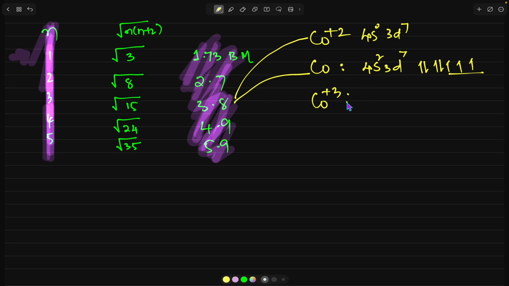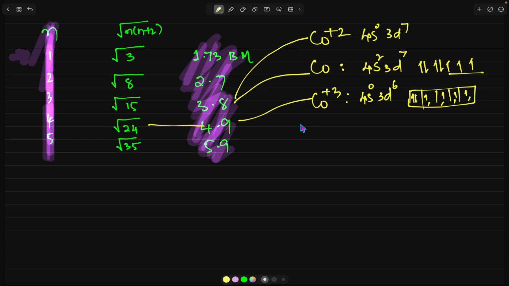But when it comes to cobalt +3, it is 4s0 3d6. So this 6 corresponds to how many unpaired electrons? I think 4 unpaired electrons: 1 2 3 4 5 6. So you got 4 unpaired electrons. So it corresponds to root 24, and in this way you can match it. Any element or compound is given to you, you can do that.